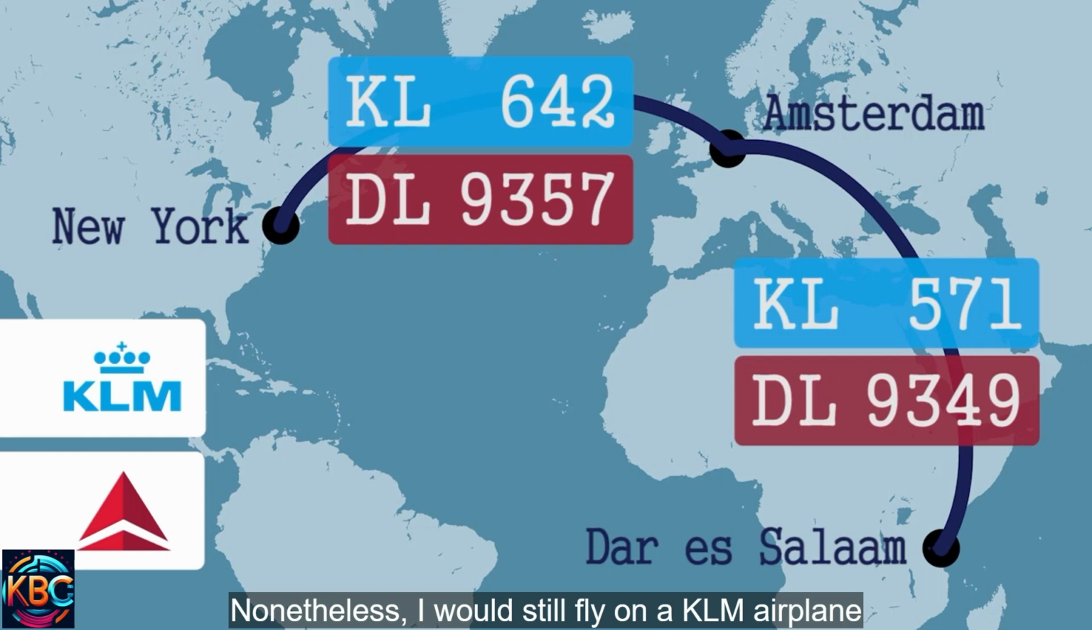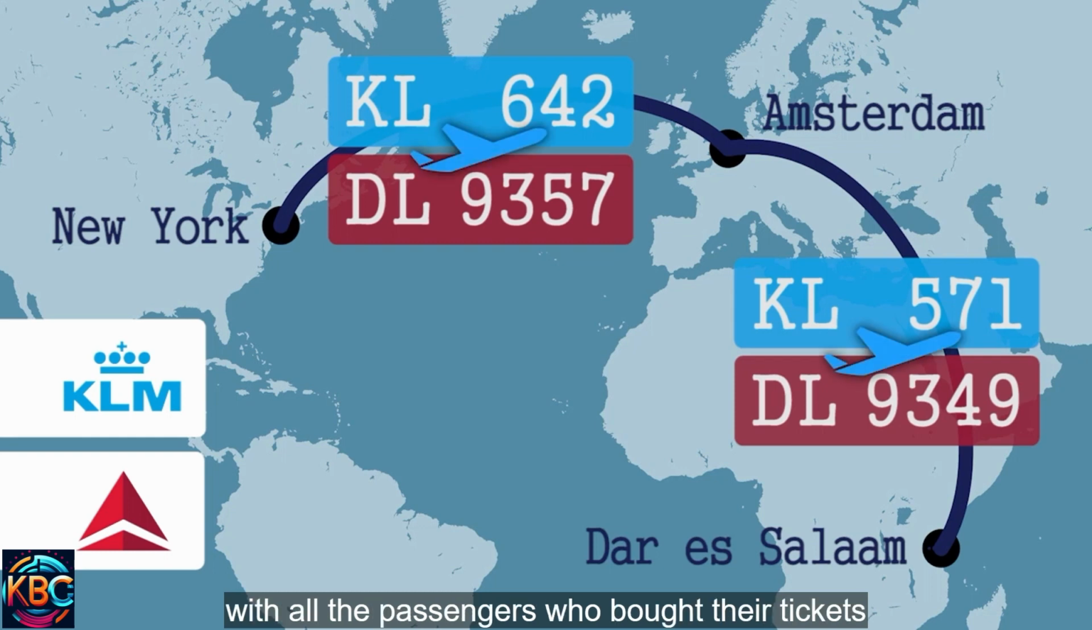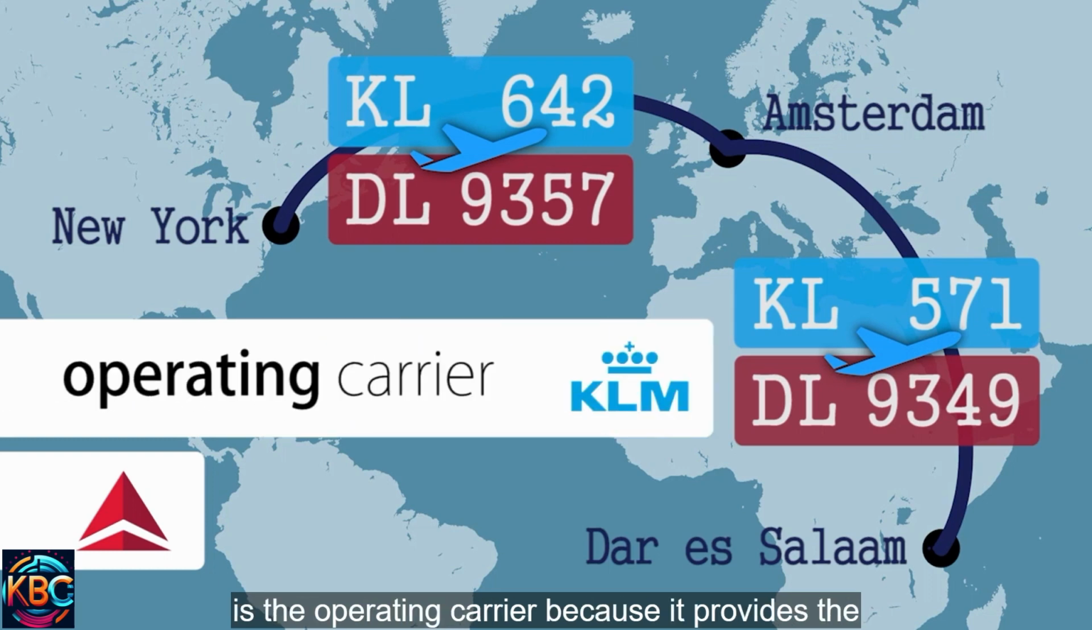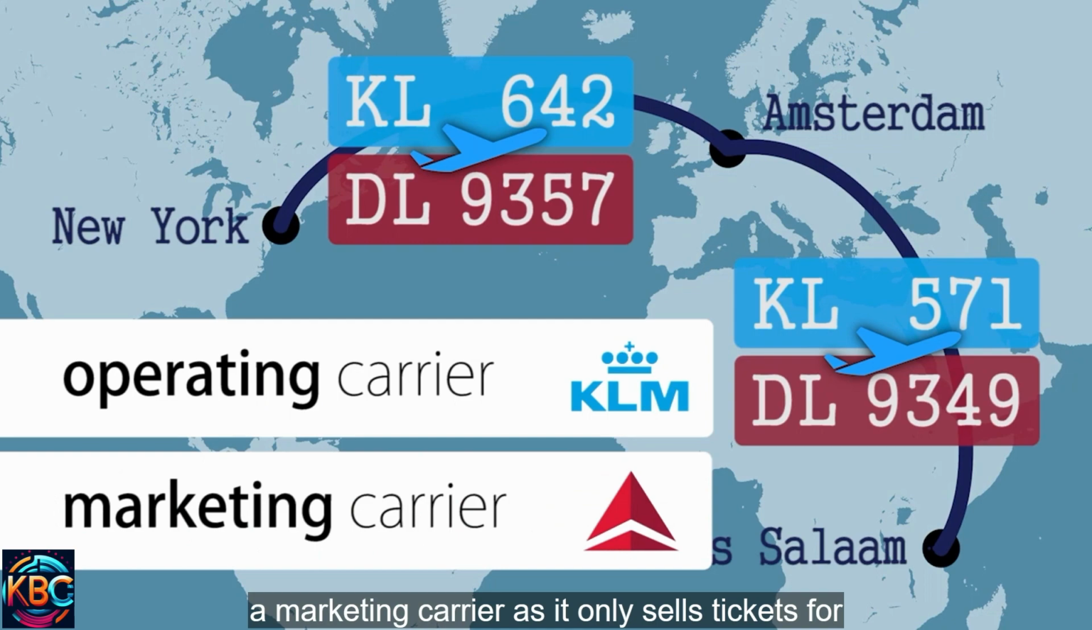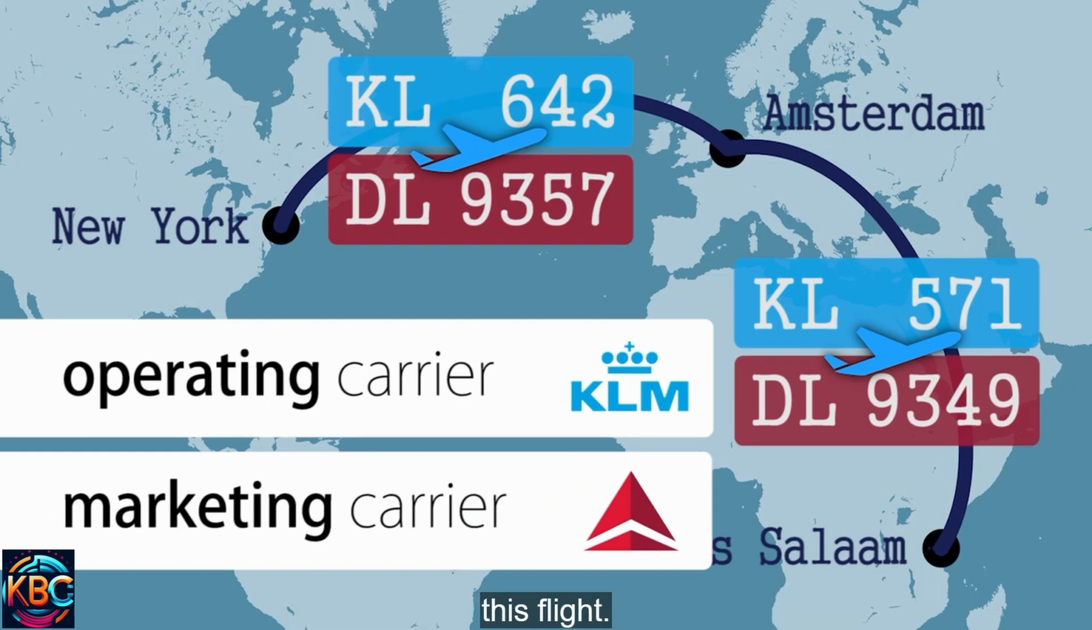Nonetheless, I would still fly on a KLM airplane with all the passengers who bought their tickets from Royal Dutch Airlines. In this scenario, KLM is the operating carrier because it provides the aircraft and the crew to serve the route. Delta is a marketing carrier, as it only sells tickets for this flight.